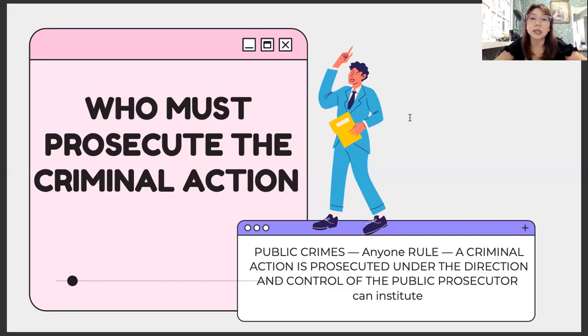So while generally, a criminal action in a municipal trial court shall also be prosecuted by the public prosecutor under his direction and control, when the prosecutor assigned is not available, the action may be prosecuted by the offended party, any peace officer, or public officer charged with the enforcement of the law violated.